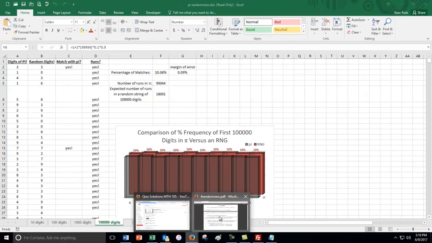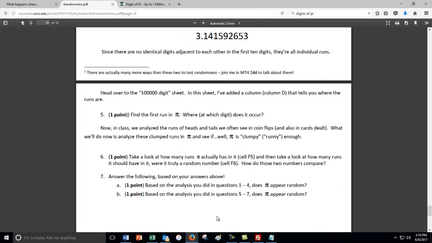So I wanted to wrap up the quiz with 2 questions. Based on the 1 through 4 analyses, yeah, I think the answer is yes. It appears to be random because the digits are showing up in the correct frequency. You're getting just as many 1s as 2s, as 3s, as 4s, and so forth. The problem that I see is not in the frequency of digits, but where the digits are showing up. You're not getting enough repeating digits.